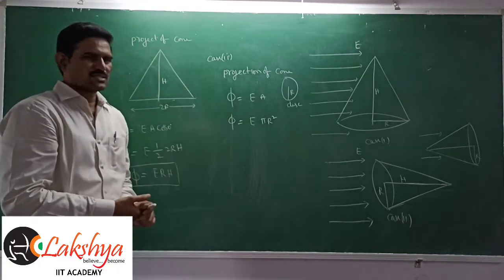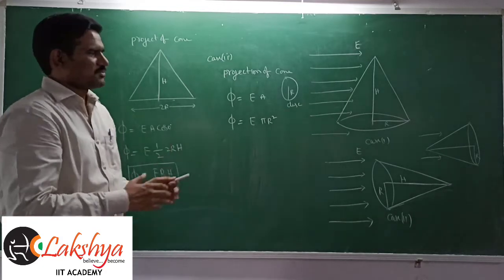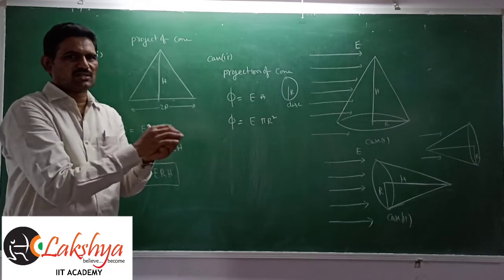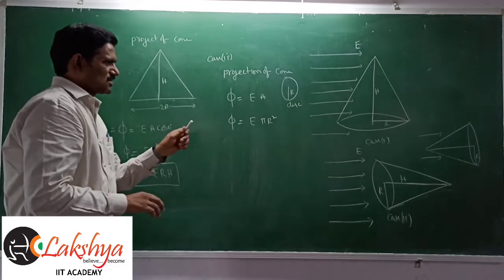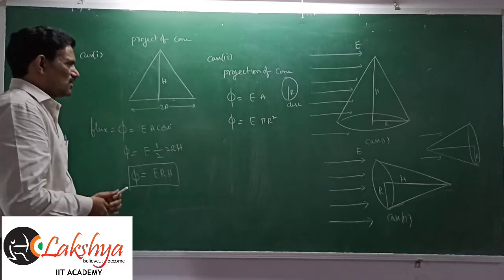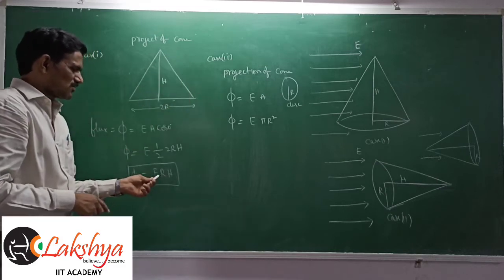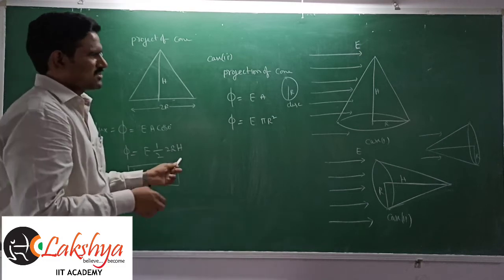There is a flux entering that cone. That means we are just taking what flux is passing, what is entering that cone, and calculating it. So there is flux passing through it, and we need to take just a projection of that. If your cone is placed like this, then we can write the flux passing through that cone as E into R into H. If it is placed like this, we can write it as E into pi r square.